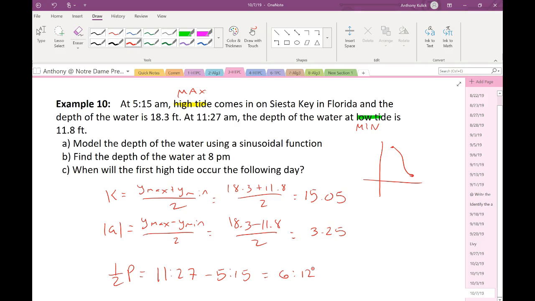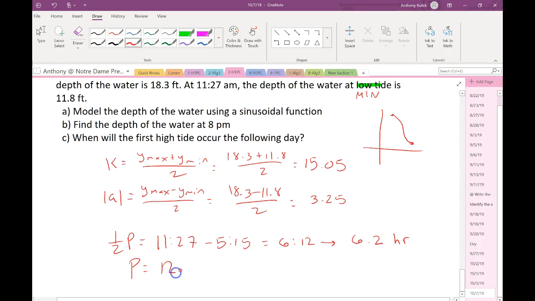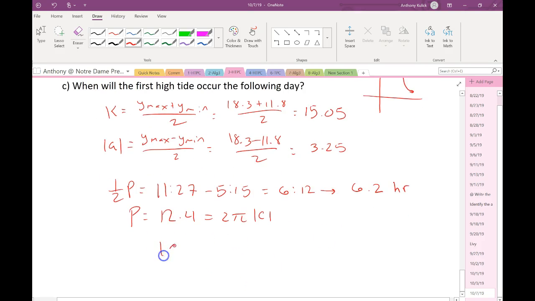We could convert this into hours or into minutes. Either would be acceptable. I'm going to choose to convert this into hours because 12 minutes is how much of an hour? 1/5. So I'm just going to write it as 6.2. 12 divided by 60 is 0.2, right? Okay. So I know that one period then is 12.4, and that's equal to 2 pi absolute value c. So that is going to be 6.2 over pi is going to be C.